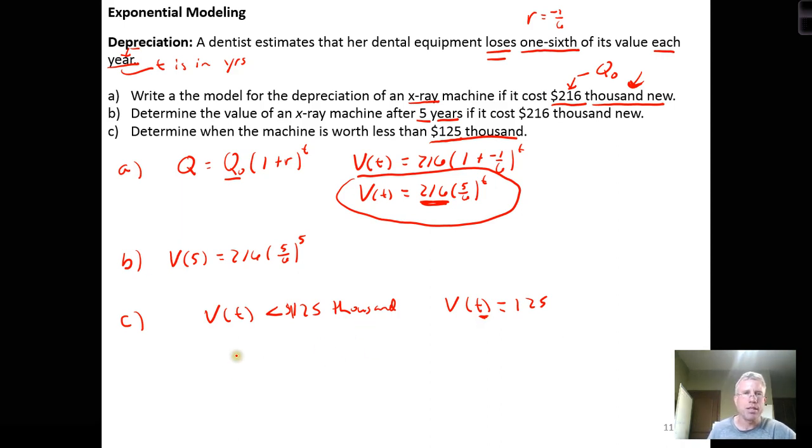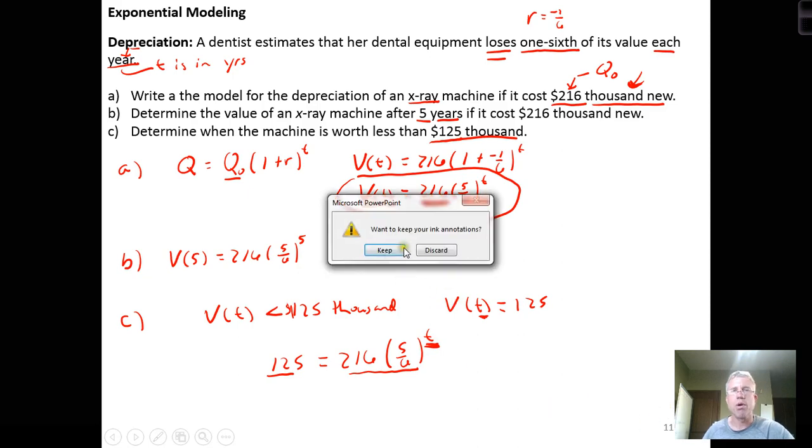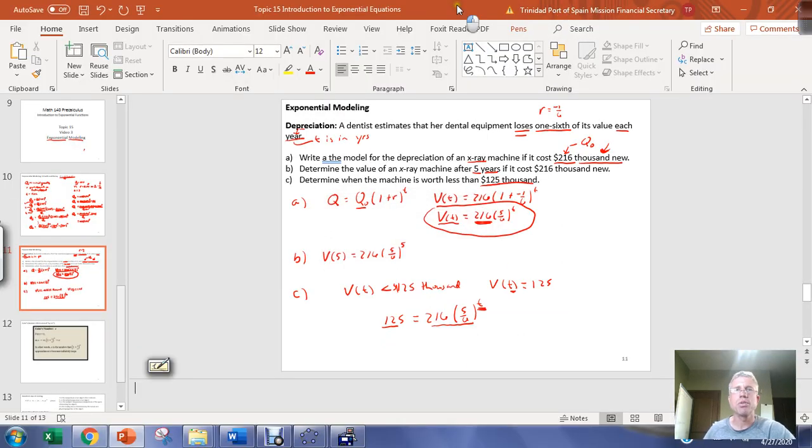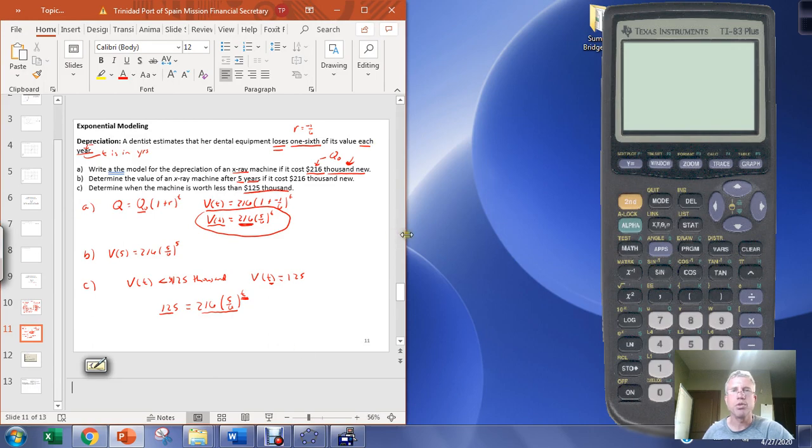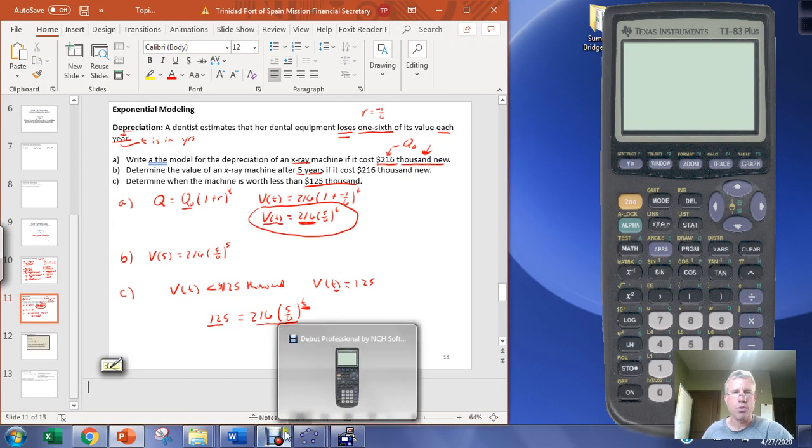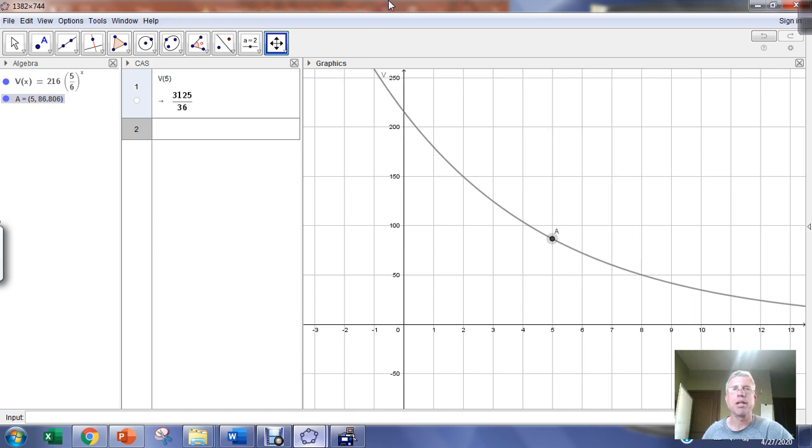So if we're setting this up in an algebraic sense, we would be replacing the value in the function right here with the 125, and we would be asking the question, when is it equal to 216 times 5/6 to the t? And this is something we don't know how to solve yet. You need logarithms to do this, and we don't have them, so we're going to use a graphical approach to finding the solution. It'd be similar to what we did in video 2 for topic 15. So I'm going to go back to my graph in GeoGebra.